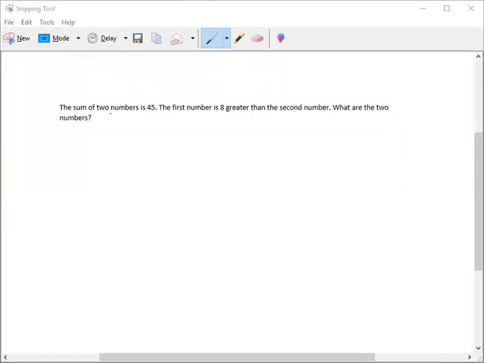Okay, here's the first one. The sum of two numbers is 45. The first number is 8 greater than the second number. What are the two numbers? Okay, they're just numbers. We have to translate this into math language.